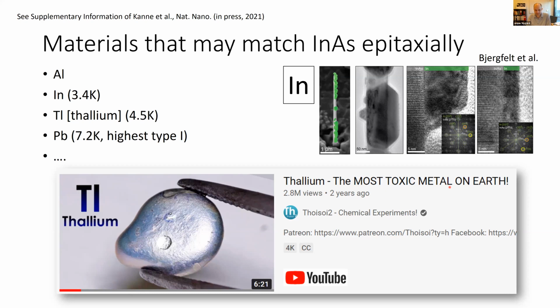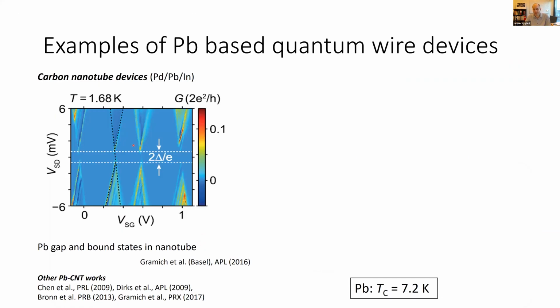We have not addressed that one yet, but lead, as the last one on this list, is actually attractive, and indeed the type 1 elemental superconductor with the highest TC and worth pursuing. There have been earlier transport experiments on quantum devices incorporating lead. Here's one example of a nanotube device with lead contacts. This is from Christian Schoenenberger's group in Basel in Switzerland, doing spectroscopy and studying subgap states in nanotubes using lead. And there's another bunch of nanotube work shown below.